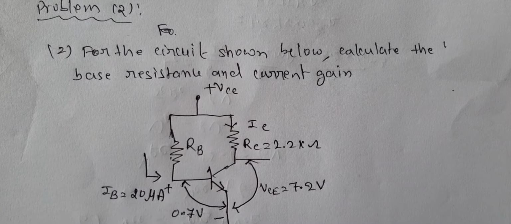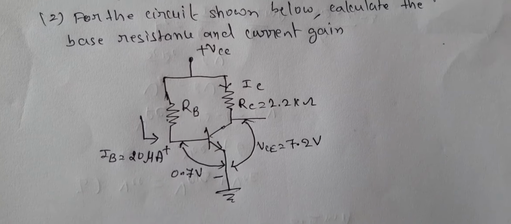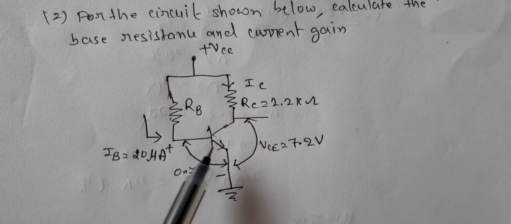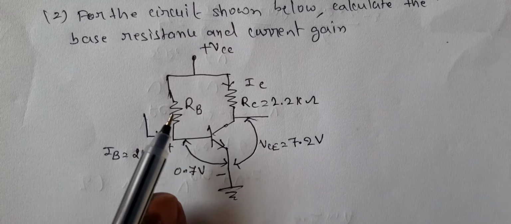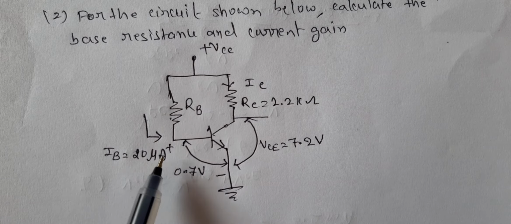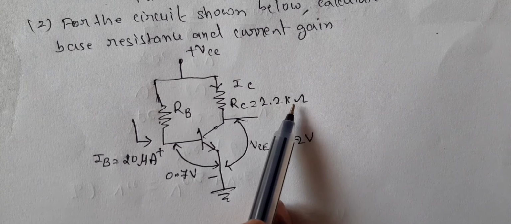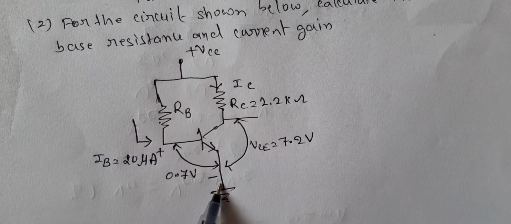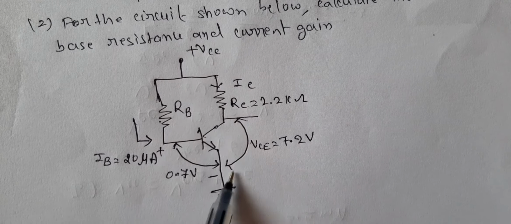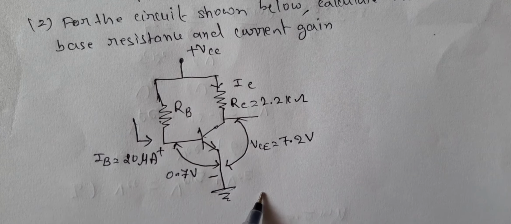Okay, dear students. Now let us consider the second problem. In the second problem, the base resistor method circuit is given, in which the current flowing through this RB is given, IB equals 20 microampere, and the collector resistance RC is given as 2.2 kilo ohm. This is collector and this is emitter. Since the emitter is connected to ground, the collector emitter voltage is 7.2 volts.